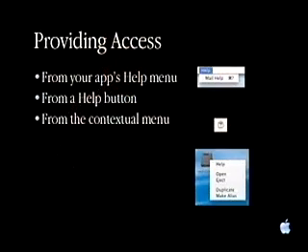You can also implement a help button, which is the second graphic there. This is a great way to provide contextual help. And from the contextual menu as well, you can add a help item there. If you're going to provide contextual help with a help button or a contextual menu, you normally want to use an anchor to do so, and we'll talk about that.